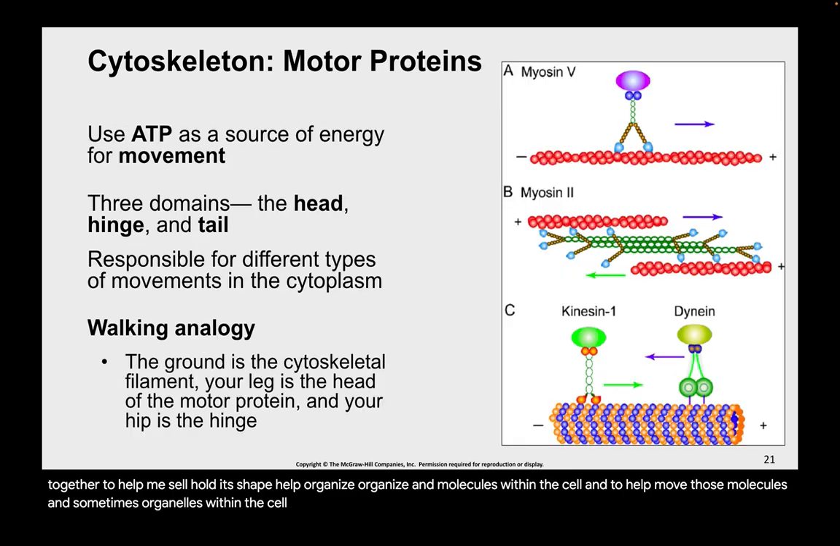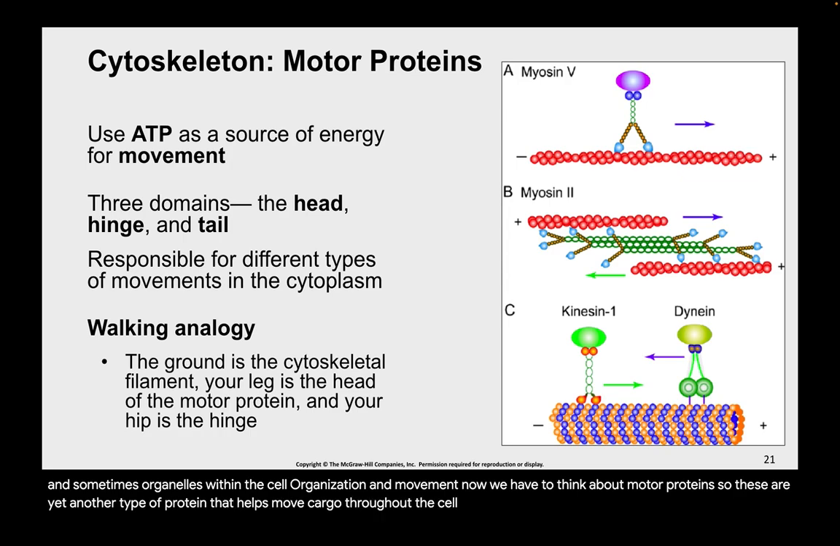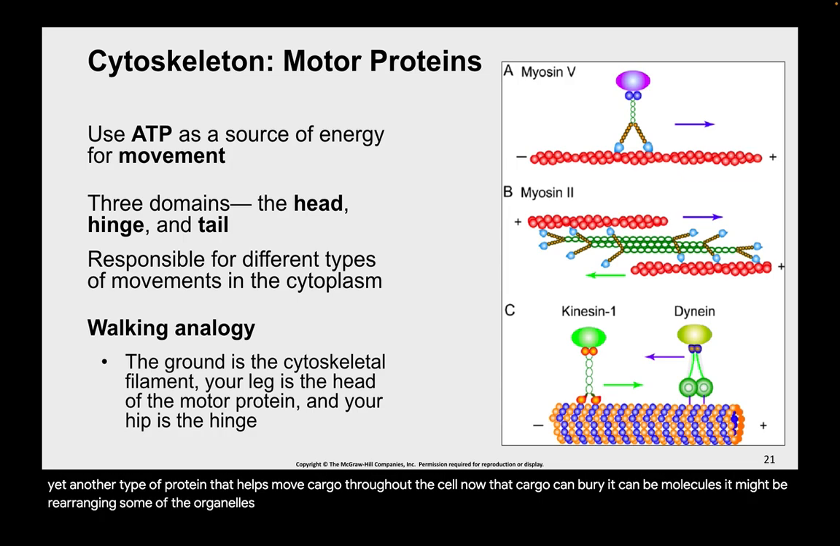So the cytoskeleton really helps it hold its shape. But when we think about organization and movement, now we have to think about motor proteins. So these are yet another type of protein that helps move cargo throughout the cell. Now that cargo can vary. It can be molecules. It might be rearranging some of the organelles, right? They're all going to need energy. So they're going to use ATP as its energy source.